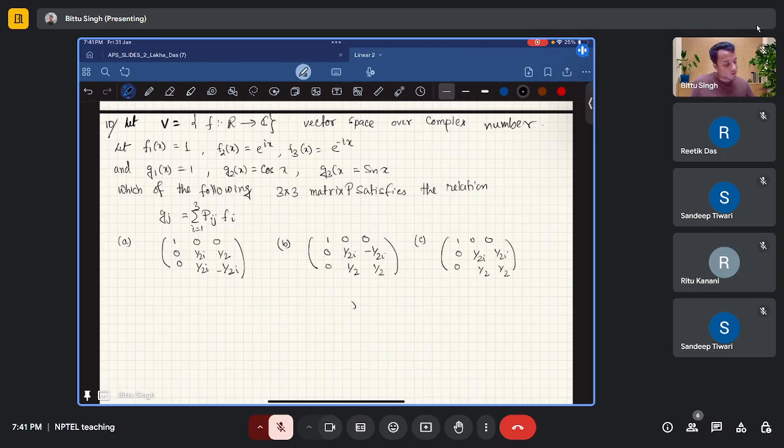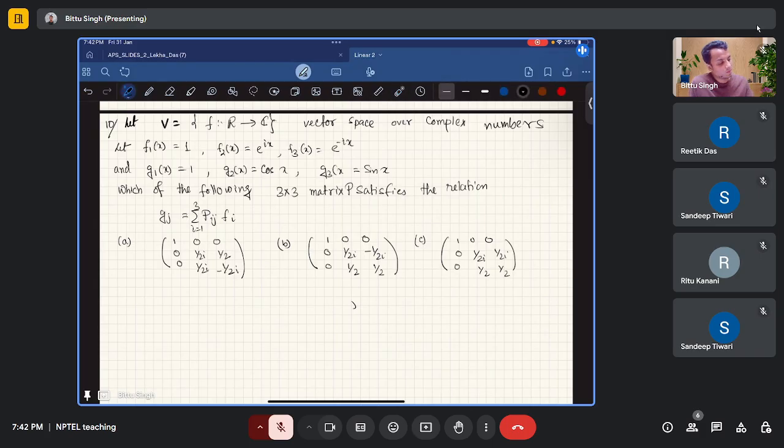This is a vector space over complex numbers, and there are two different sets of functions. One set is f1(x) equal to 1, f2(x) equal to e to the power ix, and f3(x) equal to e to the power minus ix. Another set is 1, cos x, sin x. So the question is, those gj can be written as a linear combination of f1, f2, f3. Then what is the value of the matrix Pij, the matrix obtained by Pij, that is P?